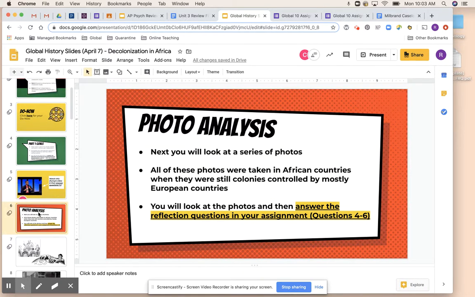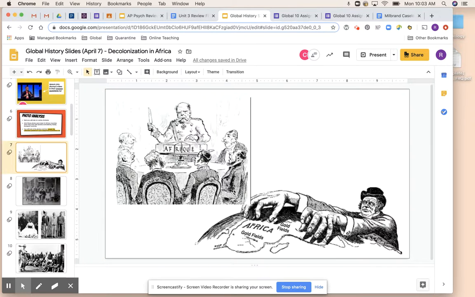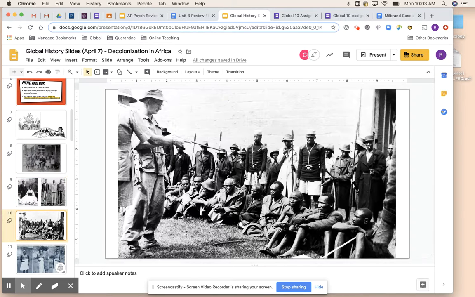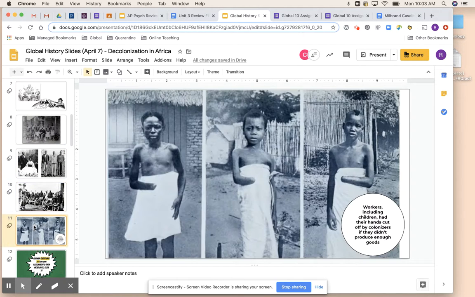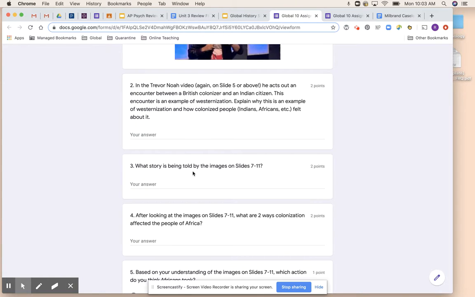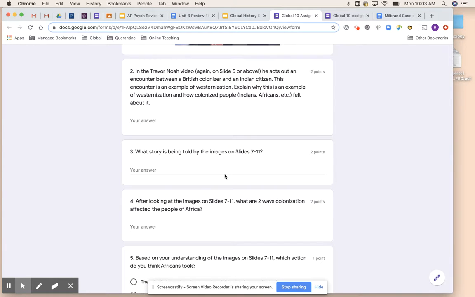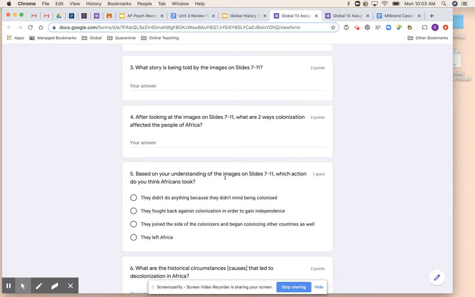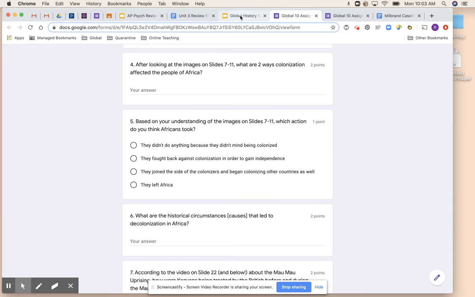You're going to be doing a photo analysis, kind of like we did last week, except this one, the photos are a little more graphic, and they still tell a story, though. So you'll look through the photos. We have some photos we've seen before, some that we haven't seen. You're going to take a little bit of time just observing them. And then you're going to go on to questions 3 through 5 in the assignment. What's the story being told by these images? After looking at the images, what are 2 ways colonization affected people of Africa? And then a short multiple choice question. After you finish question 5, you'll head back.